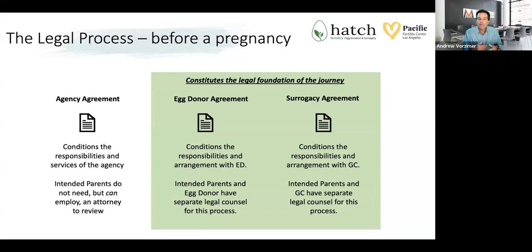So we'll be able to do the legal work as soon as the medical screening is complete, allowing the doctor to issue a medical calendar almost immediately after the contracts are signed, so we don't have any downtime at all for the intended parents.